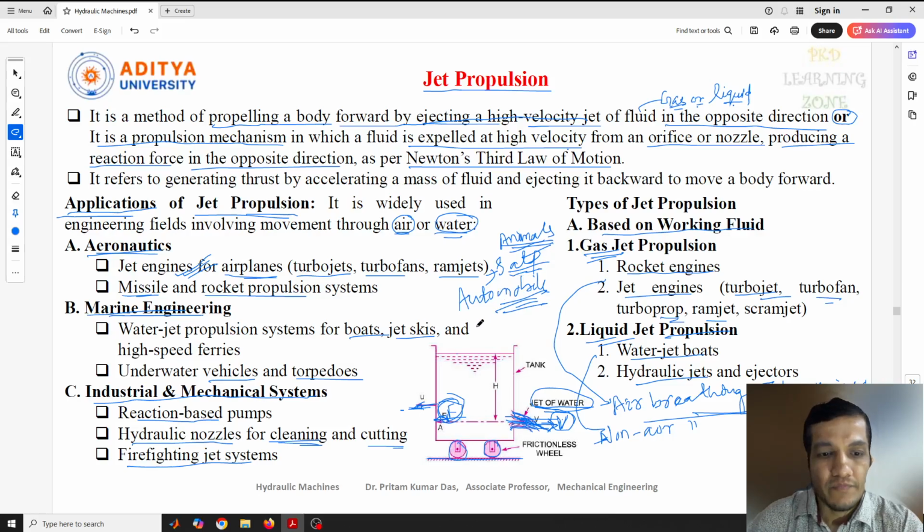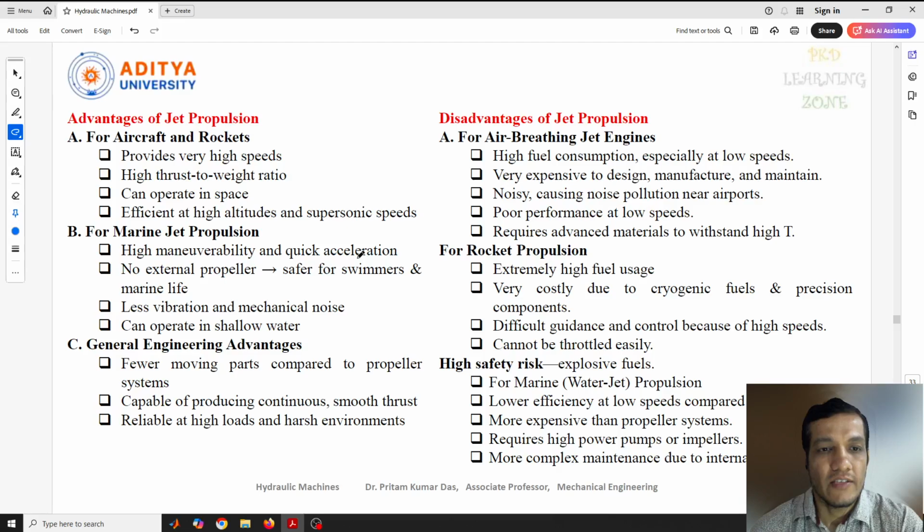Another one is the cephalopods. This is also one kind of animal in the seas. A similar action is identified, a jet propulsion type. So we'll see some advantages and disadvantages also.